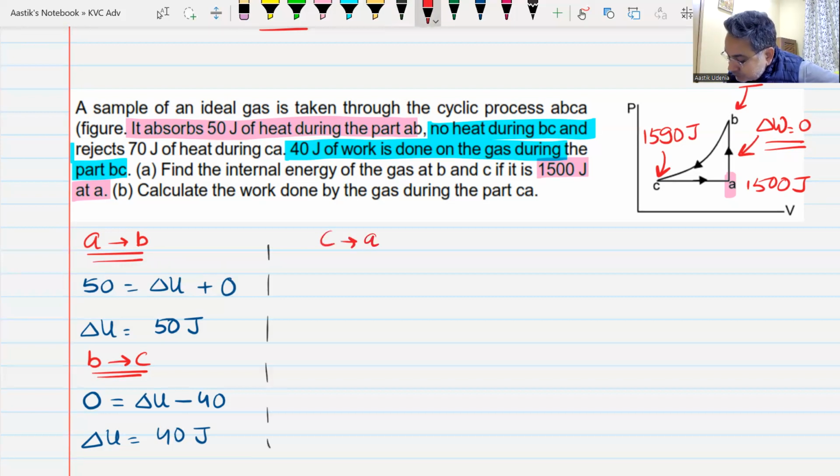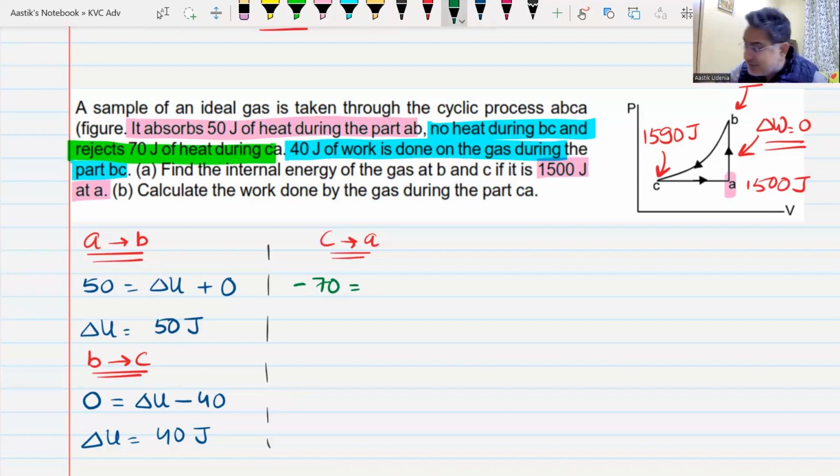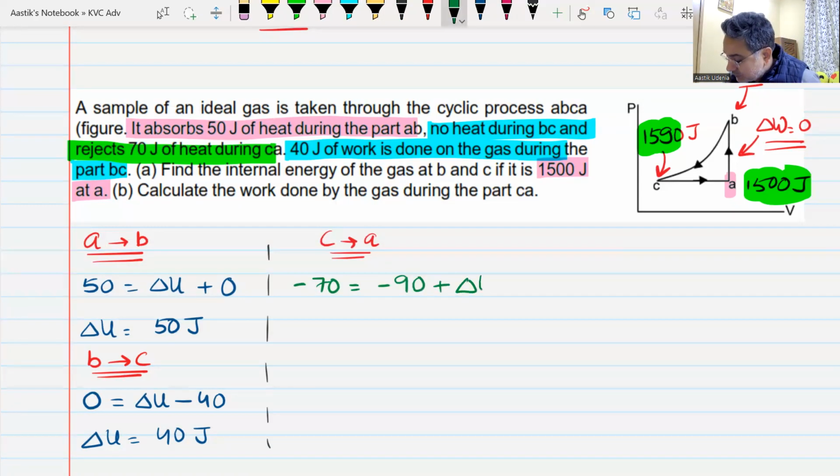C to A. 70 joules of heat is rejected. So minus 70 is equal to change in internal energy plus the work done. The final energy is 1500. The initial energy is 1590. What is the change in internal energy, my dear friend? Minus 90. Yes or no? You will get the work done as plus 20 joules. And these are the set of answers that we were looking at.